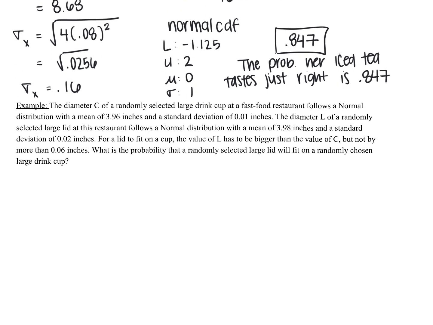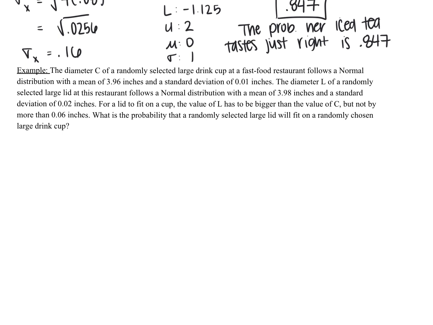All right, last example. The diameter C of a randomly selected large drink cup at a fast food restaurant follows a normal distribution with a mean of 3.96 inches and a standard deviation of 0.01 inches. The diameter L of a randomly selected large lid at this restaurant follows a normal distribution with a mean of 3.98 inches and a standard deviation of 0.02 inches. For the lid to fit on a cup, the value of L has to be bigger than the value of C, but not by more than 0.06 inches. What is the probability that a randomly selected large lid will fit on a randomly chosen large drink cup?